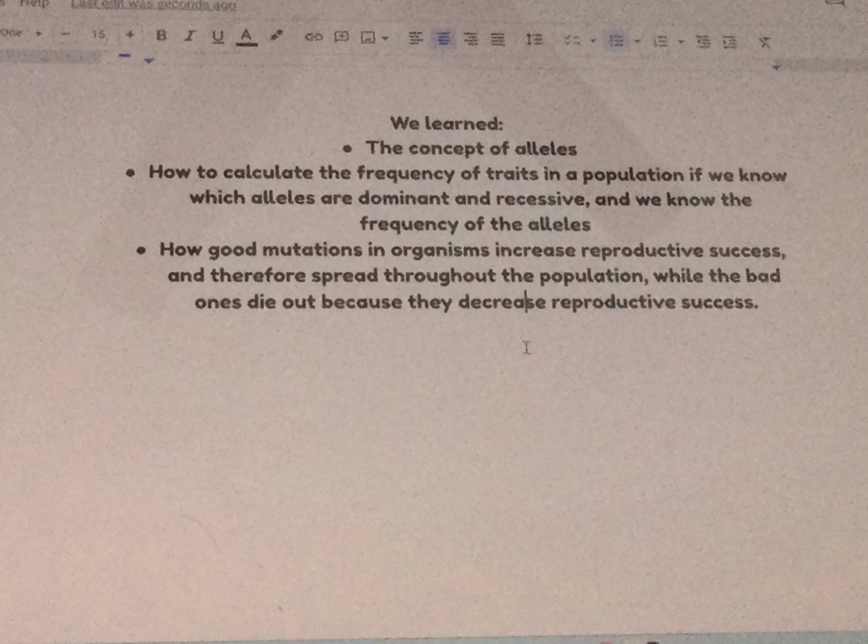Alright, let's recap. We learned the concept of alleles, how to calculate the frequency of traits in a population if we know which alleles are dominant and recessive, and we know the frequency of the alleles. How good mutations in organisms increase reproductive success and therefore spread throughout the population, while the bad ones die out because they decrease reproductive success. But now, are you wondering how evolution actually plays out in the real world? That will be covered in the second video of this series, which is linked in the description.